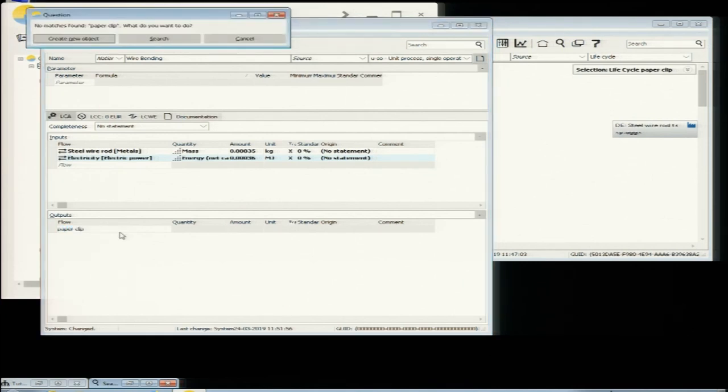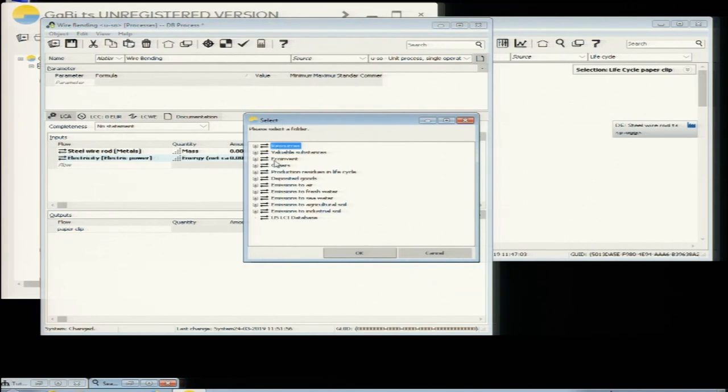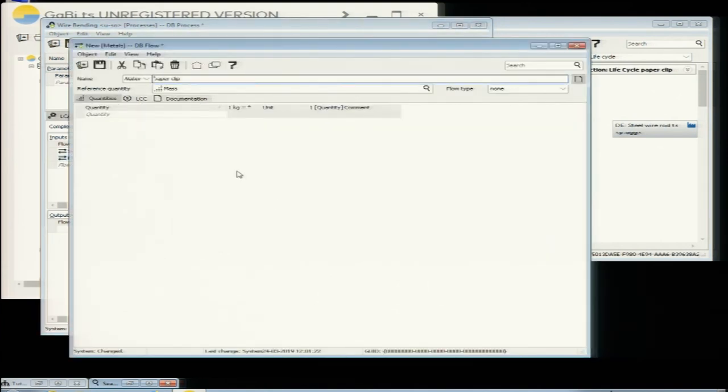There is no object in the name of paperclip. Now they are asking to make a new object. Yes, we can make a new object, but we now need to locate the object. Paperclip is a metal item. We can put it in the specific place, and also we need to understand how the data is classified here, how the flows and processes are classified. So in the flows, we'll put paperclip in valuable substances, then materials. In material specifically, it is a metal material. Okay, so this is the location.